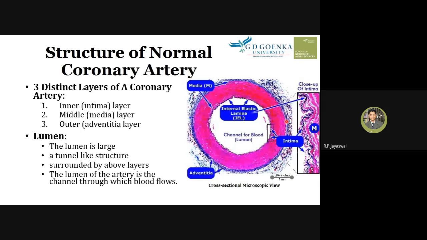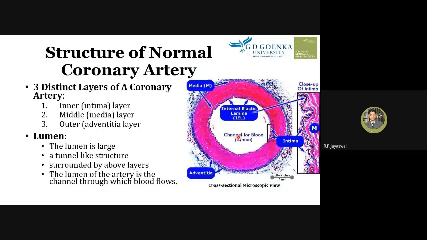And the lumen of the artery is the channel through which blood flows. So here, this is the lumen, a channel, and this provides the space through which the blood will flow. Blood is supposed to flow here through this lumen. So this is what we have studied, the structure of a normal coronary artery through cross-sectional microscopic view.